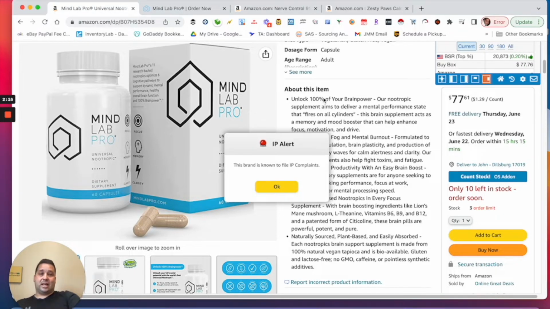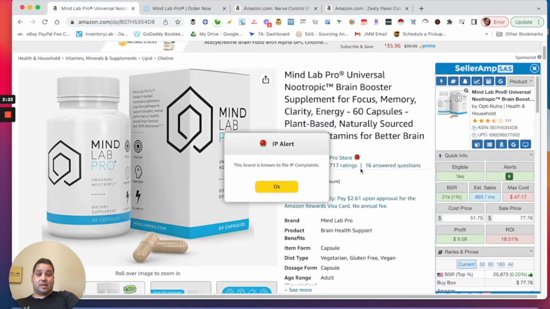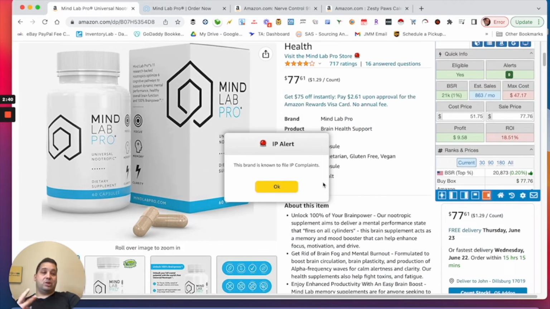It's so worth it. So basically, it's saying that this brand will file an IP complaint. You'll see also up here, there's this little siren that will let you know, hey, hold on, don't buy this. There might be some issues with it. So this is by far my favorite because I don't have to think about it. I'm going to show you 2 other ways you could do it manually. Obviously, you don't have to get this, but it's just an extra layer of protection.